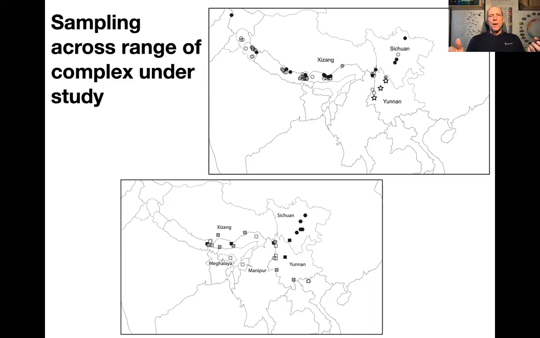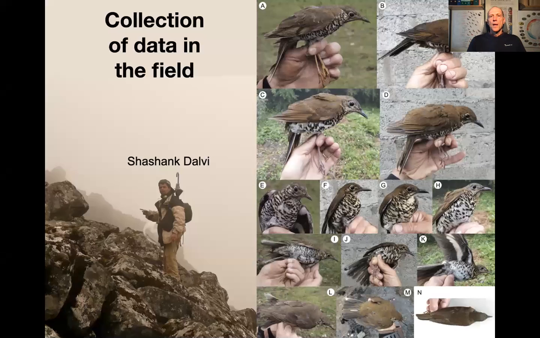And when you embark on a taxonomic study, like with any scientific research, you need to collect data. And it's crucial that you study samples from throughout the range of the species complex that you're studying. So as you can see here on these two maps, which show our sampling for the plain-backed thrush complex, we've sampled really throughout the entire range of this complex. And we've collected lots of data in the field.